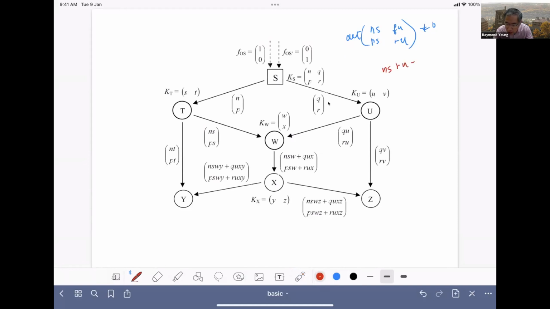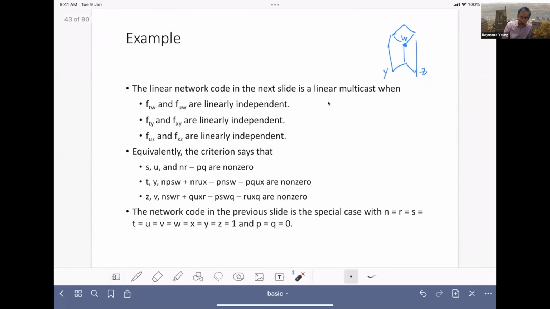Okay, this one is NSRU minus PSQU, right? So this is SU(NR minus PQ). Right? And you require this to be non-zero. Now, in order for this to be non-zero, S needs to be non-zero, U needs to be non-zero, and NR minus PQ needs to be non-zero. So this is just what I put down here.